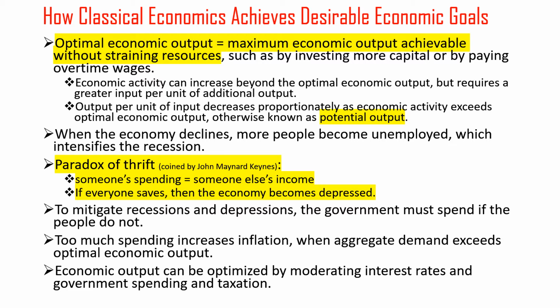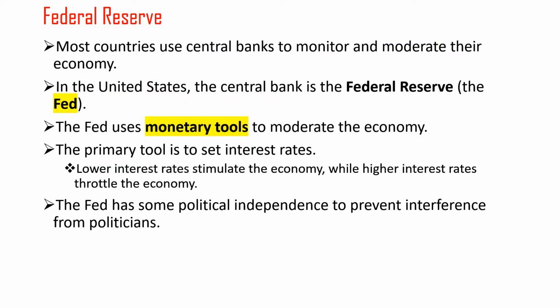The Fed also reduces interest rates to encourage borrowing. Since people borrow to buy stuff, this leads to greater economic activity. The Fed monitors the economy, especially unemployment and inflation. The Fed uses monetary tools such as setting the interest rate to optimize the economy.